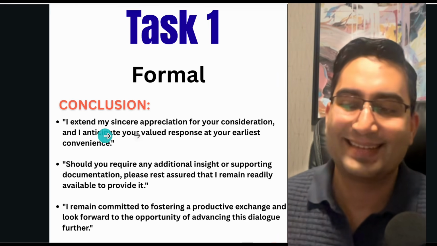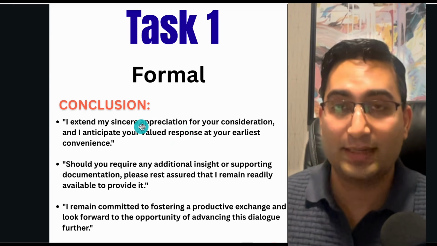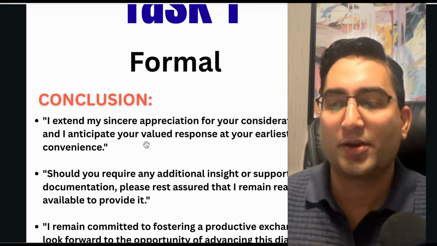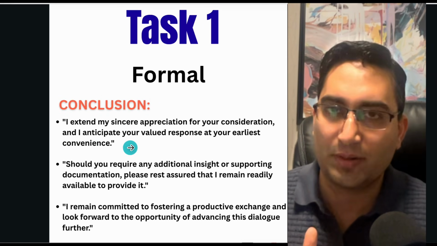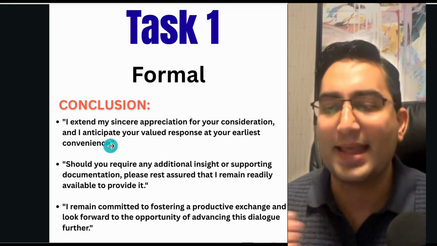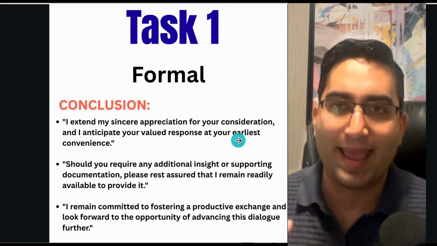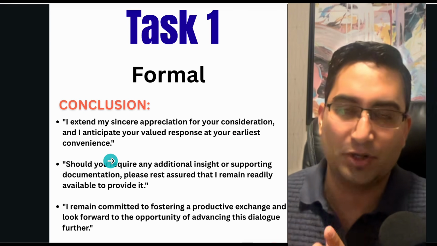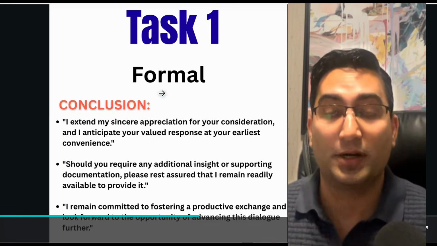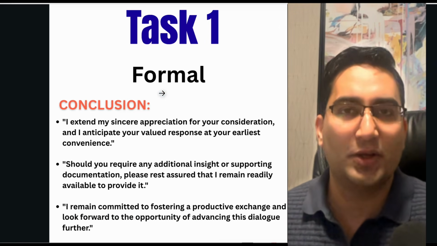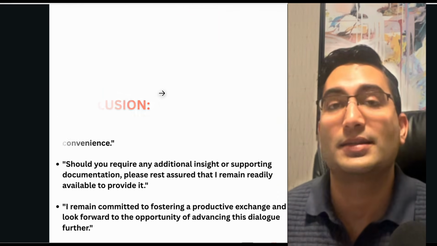Something like this, extend my sincere appreciation, gives you a good phrasing. Sincere is an adjective, more marks for that. Comma, and then the placement of the "and" in the sentence helps you add another clause, making it complex. Anticipate, advanced word. Valued, adjective. Earliest, adjective. And earliest convenience, good word combination. These kinds of sentences give you the highest marks. So you can once again pause the video, have a look at these examples, use them, or slightly vary them to fit the context of your question.